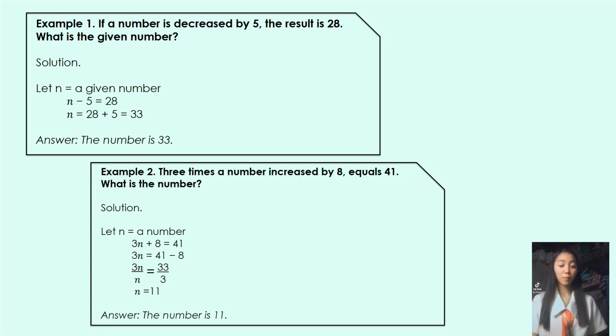Example 2. 3 times a number increased by 8 equals 41. What is the number? Solution. Let n equal a number. 3n plus 8 equals 41. We need to move the 8 again to the right and change the sign from positive into negative, and it will become 3n equals 41 minus 8. 3n over 3 equals 33 over 3. Cancel out the 3 and it will become n only. Then 33 divided by 3 equals the answer, which is 11.